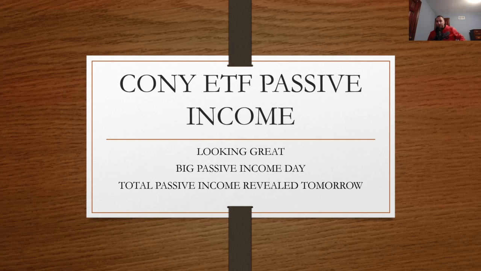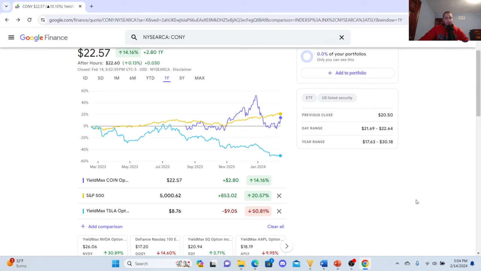And let's go over CONY first, then we'll check out the passive income right now. So CONY is up 14.16% since inception. At one point it was doing really well against the S&P, and then it's back to equilibrium. So if you want to say that, it's not going to beat the S&P. There's a reason why I have SPLG in my IRA.